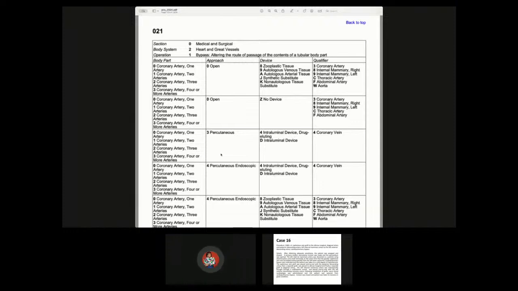And again, there are some rules for how bypasses are coded for coronary versus non-coronary vessels. So the final code here, 0212009W. We need to code that single vessel where no device was used. That's 021. 4th character of 0 for 1 artery, 1 site, and then 0 for open. And then there's no device. And the 7th character, internal mammary artery.